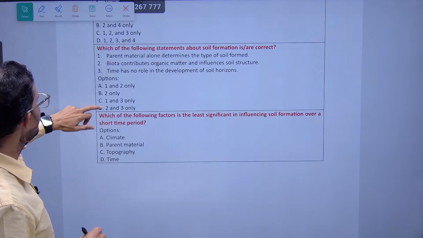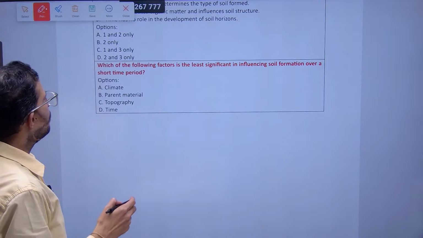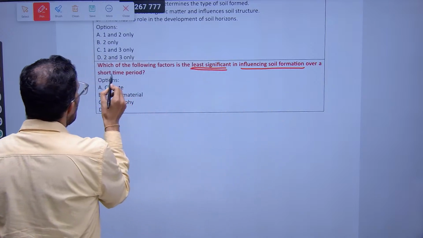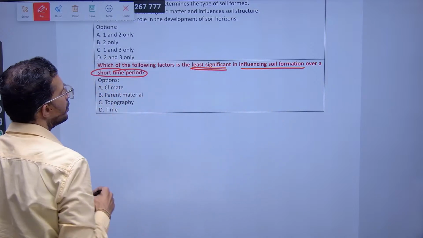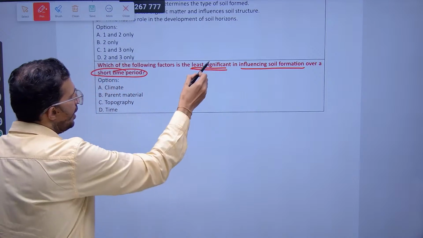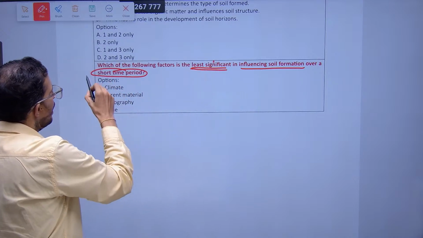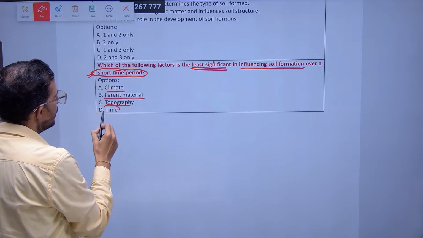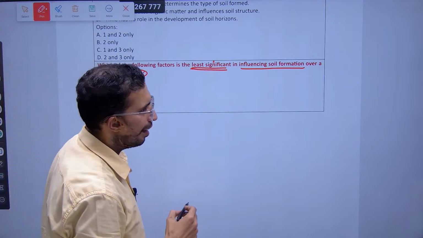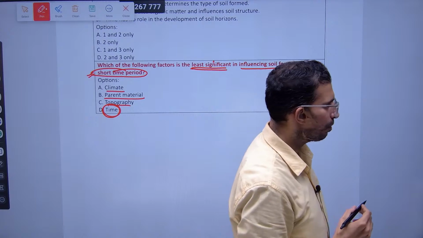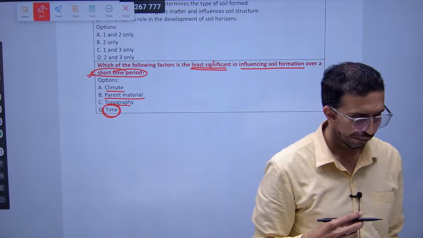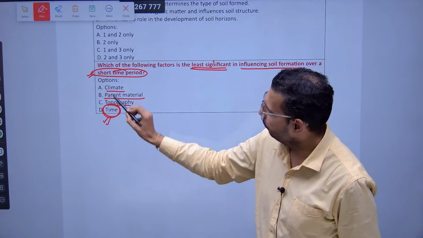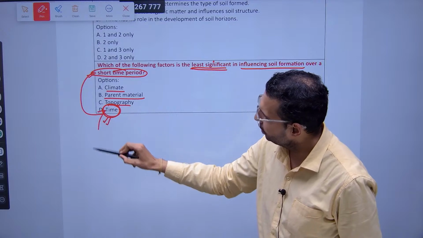Then next question. Which of the following factors is the least significant in influencing soil formation over a short time period? Least significant, what are the keywords? Least significant and for the short period of time. Climate, parent material, topography or the time? What is the correct answer? Short period, and obviously we have seen the millions of years. So for the short period of time, this will be the least significant.